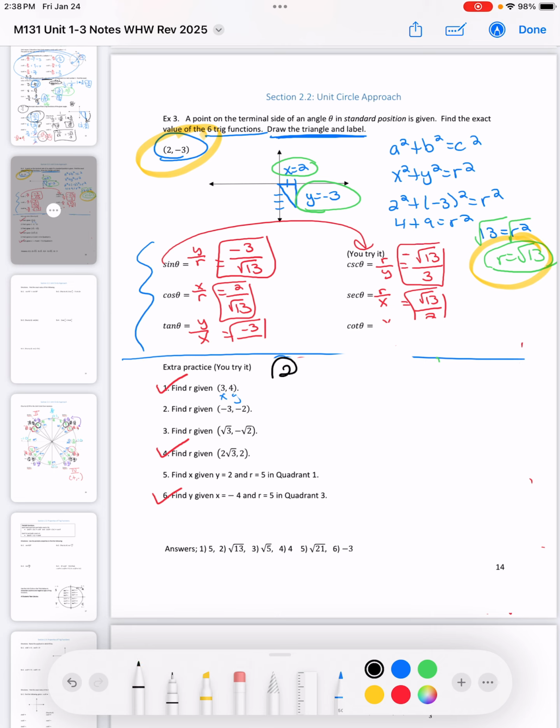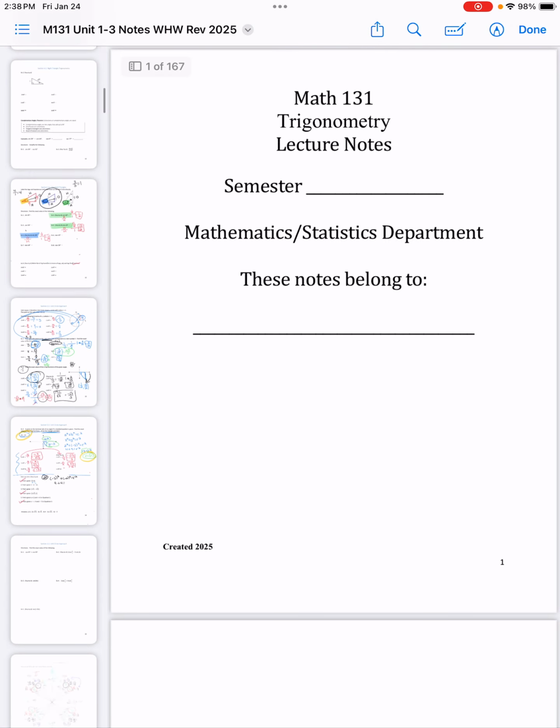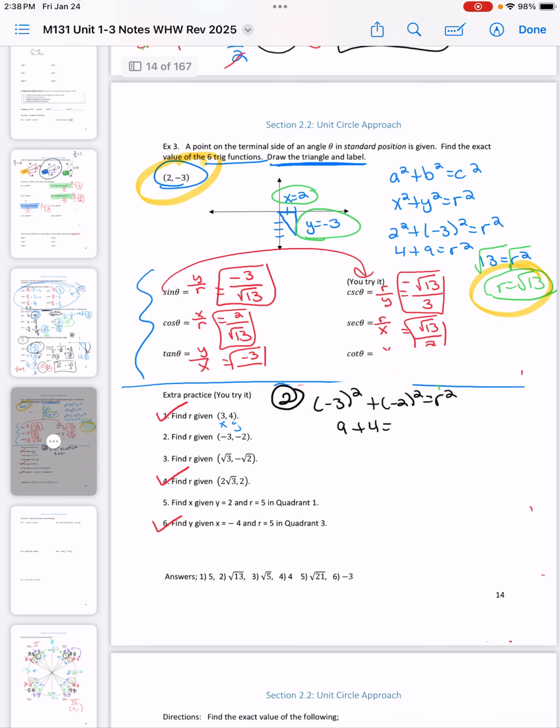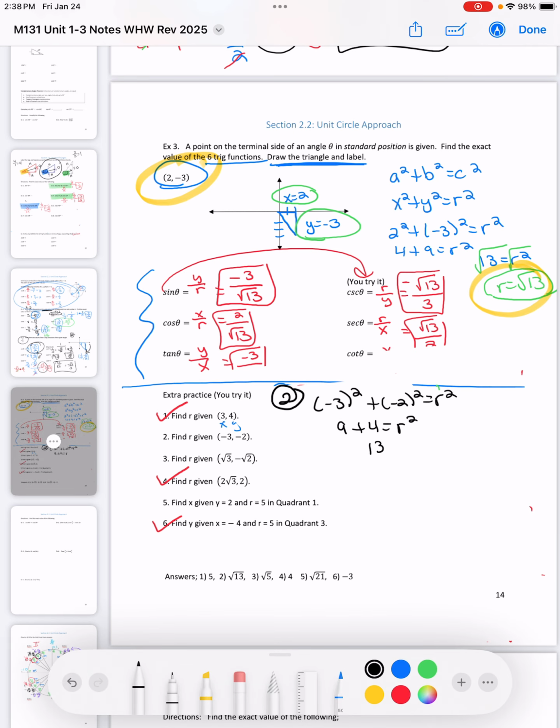So number 2, all of these are using the Pythagorean theorem. I'm going to plug in -3 for x and -2 for y and solve for r. That is going to give me 9 plus 4 is equal to r squared. 13 is equal to, oh my goodness. Let me get back to that page in the notes. There we go. 13 is equal to r squared. Take the square root. r is equal to the square root of 13. So, yep, got that one right.